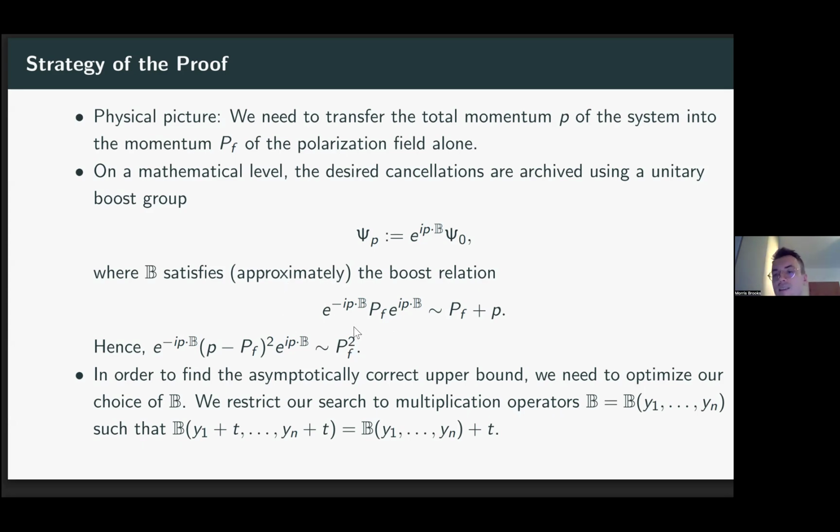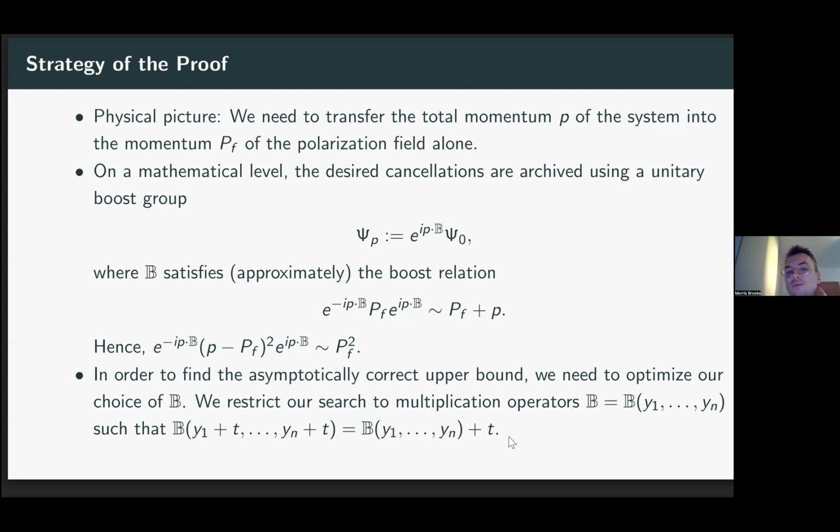And it's an easy exercise that this boost relation is satisfied everywhere identically, except on the vacuum, in case the function b with which you multiply is translation symmetric, in the sense that if you shift every input by some fixed number t, the total number is shifted by t as well.